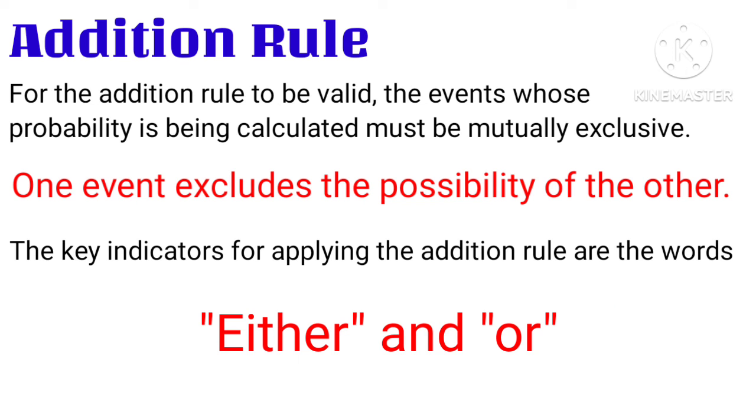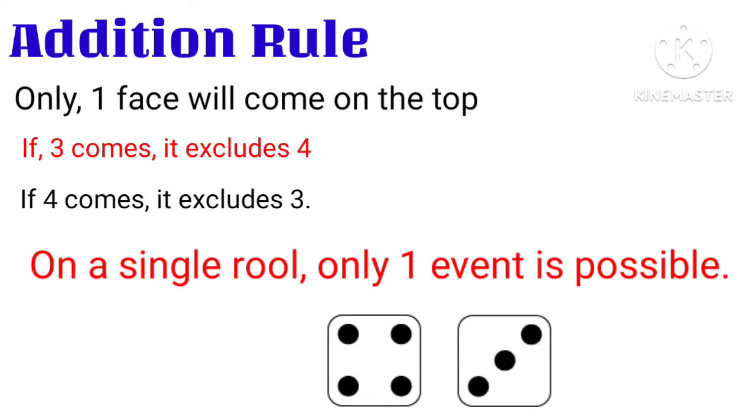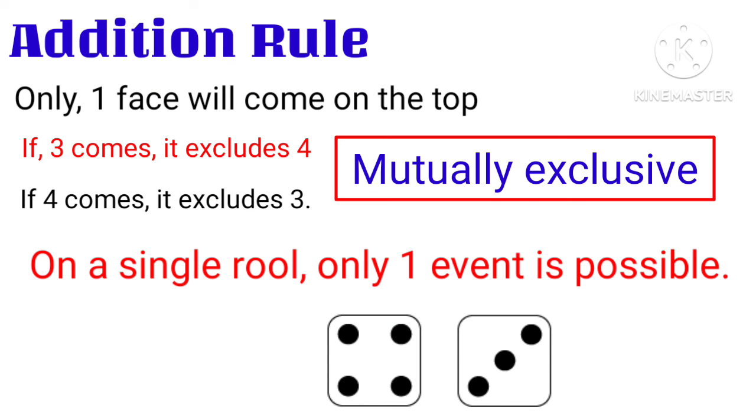For the addition rule to be valid, the events whose probability is being calculated must be mutually exclusive, meaning that one event excludes the probability of the other. For example, you cannot throw a single die just once and obtain both a 3 and a 4 because only one side of the die can be on the top. The events are called mutually exclusive, either 3 or 4.